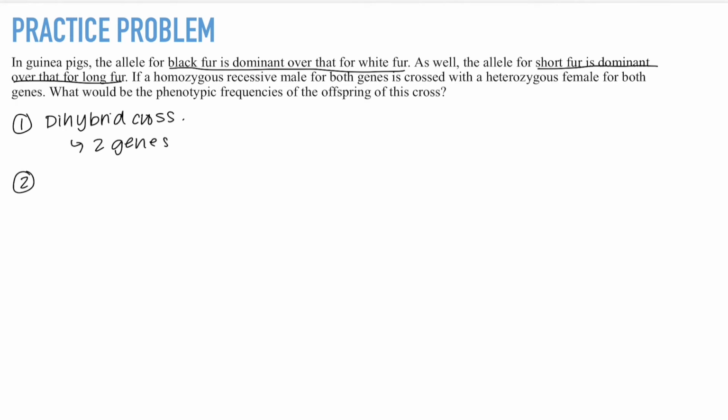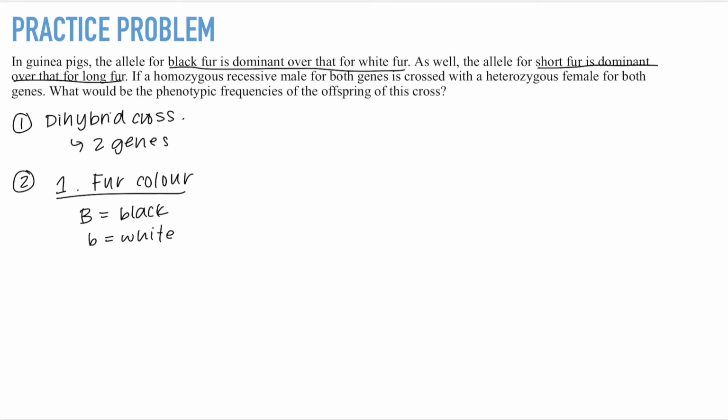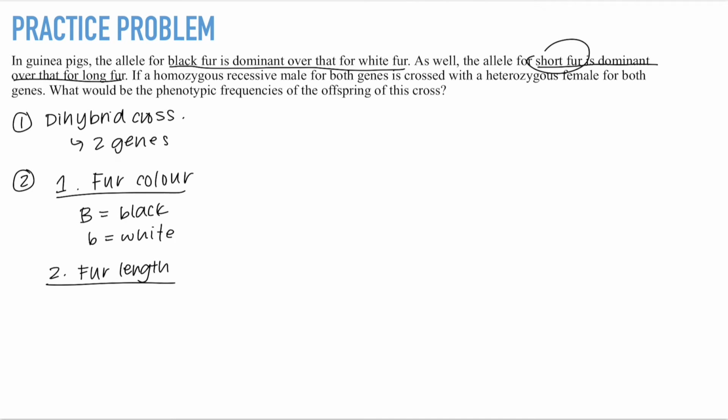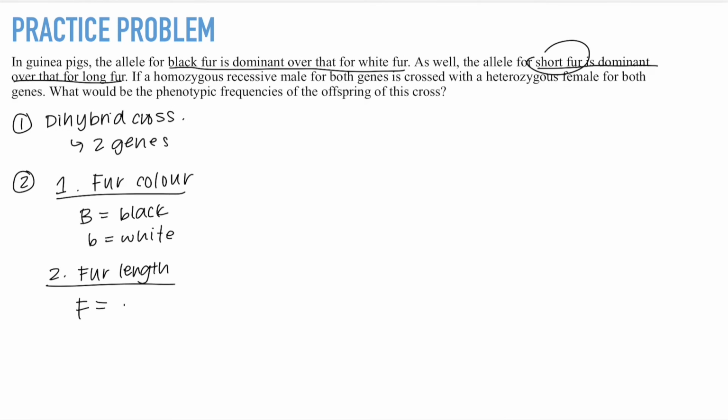Moving on, the second step is to state our genes as well as our alleles. Like I mentioned earlier, we have 2 genes in this question. The first is fur color, and we have that black fur is dominant over that for white fur. So I will represent the black fur as a big B and the white fur as a little b. The second gene is for fur length, and we have that short fur is dominant over that for long fur. So we can represent short fur as a big F, and long fur as a little f.